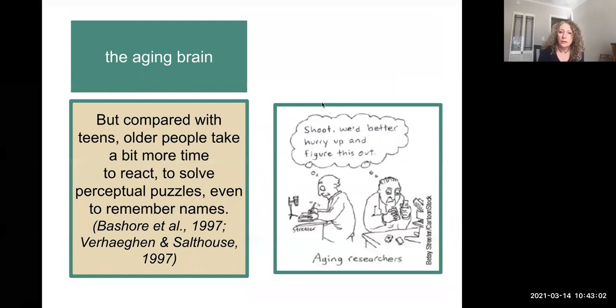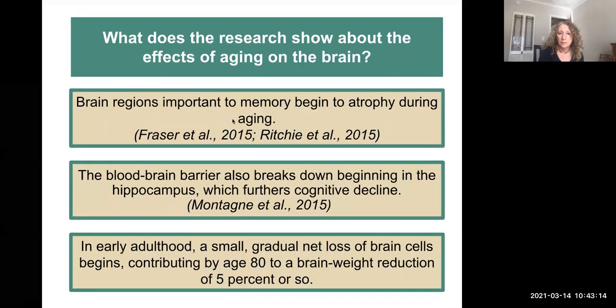And then the brain certainly is going to be changing. It's going to take a little bit more time to solve puzzles, remember names. And there's a little bit of atrophy. Atrophy is like unused parts, and so it just isn't working as well. The blood-brain barrier also breaks down beginning in the hippocampus, with further cognitive decline.